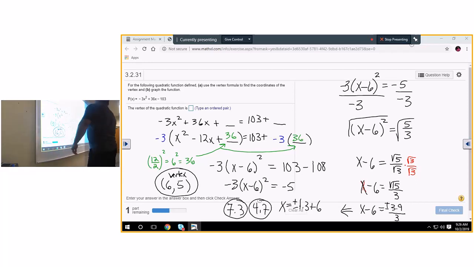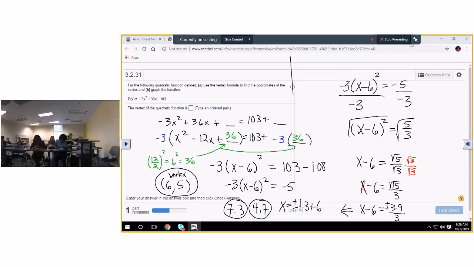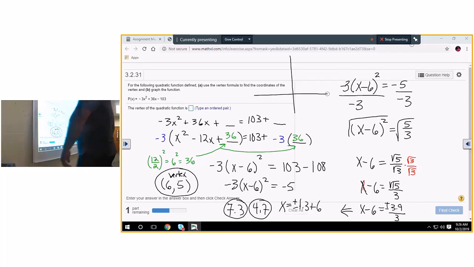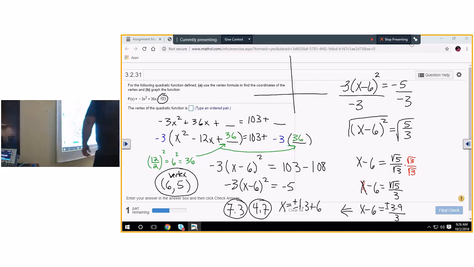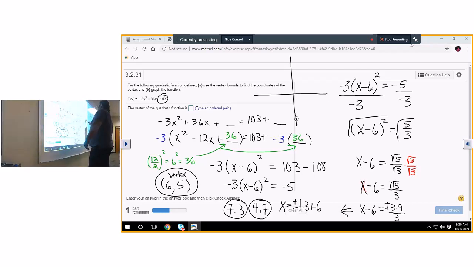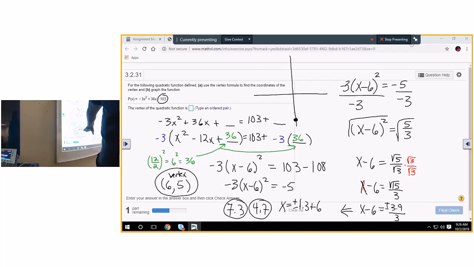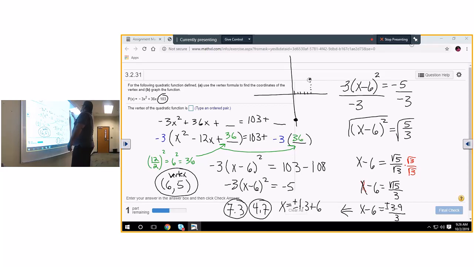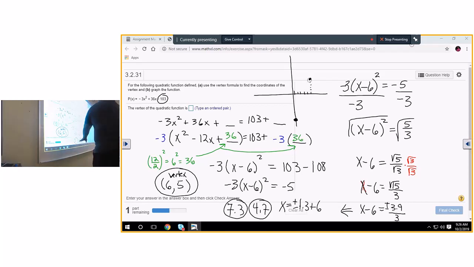Now let's draw it. So what's our y-intercept? Negative 103. It's going to be way down here. Okay, there's negative 103. What is our vertex? 6, 5. 6 comma what? 5. So 6 comma 5 positive. And our x-intercepts are 7.3. That's 5. And 4.7.